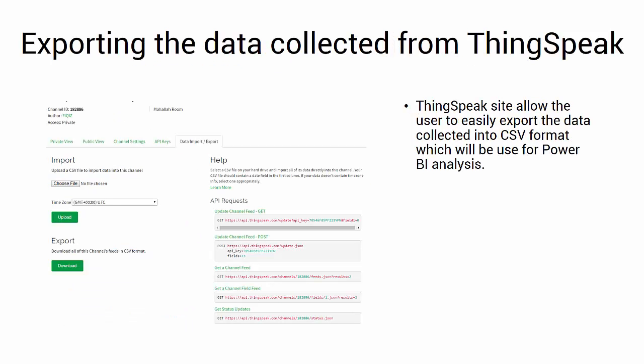And the most beneficial part of using ThingSpeak is that it allows us to export the data collected. ThingSpeak allows the user to easily export the data collected into CSV format, which we will be using for Power BI analysis.